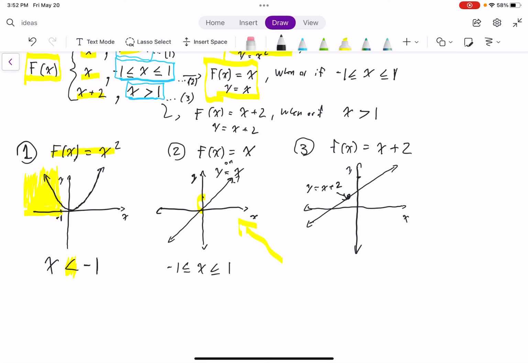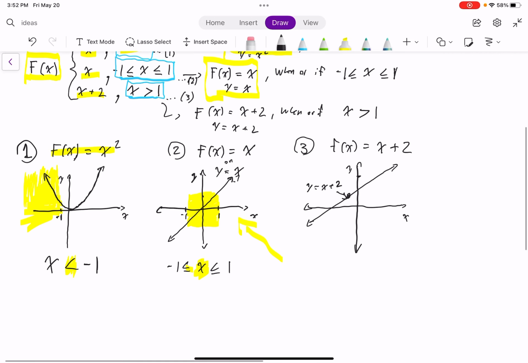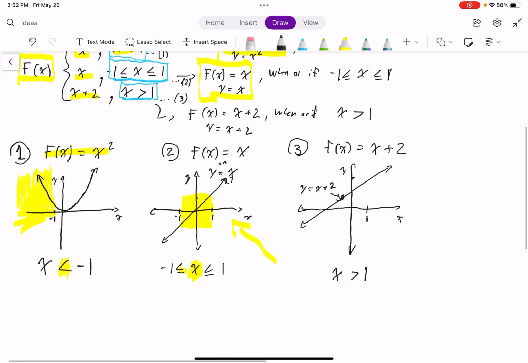Now, if negative 1 is here, positive 1 is here, we only want in between the two. So we just want to look at this whole area, right? And then lastly, we have x is greater than 1, right? So if 1 is here, we want more. So we want more, that's this direction. So we're going to look at this area.